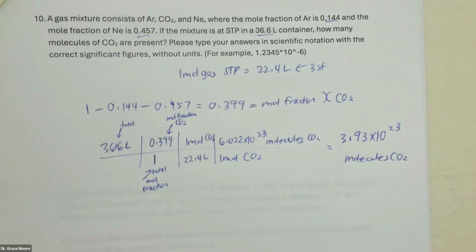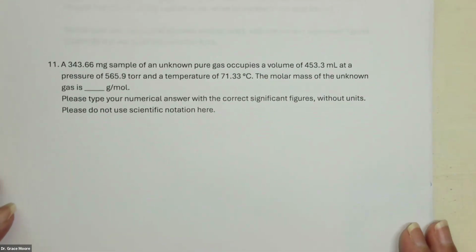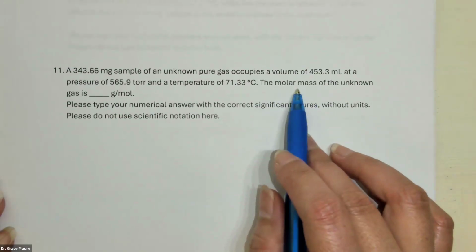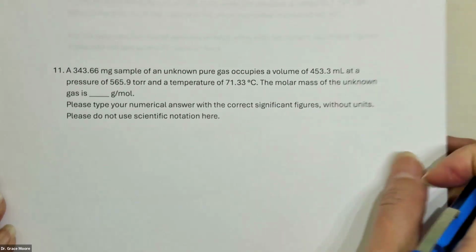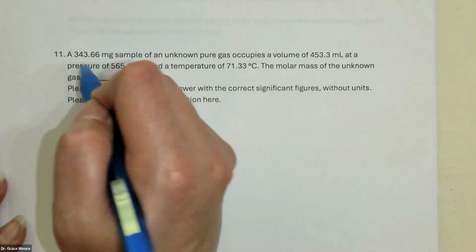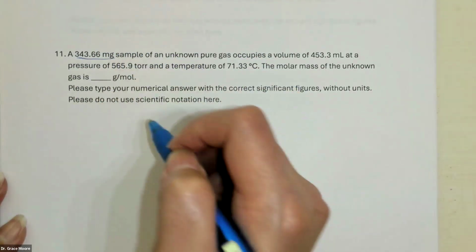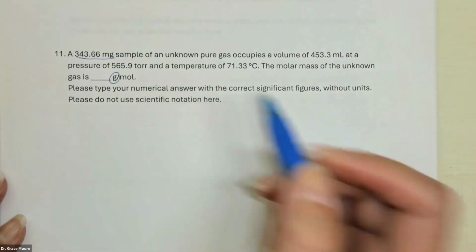Okay, let's keep moving. We're going to go to number 11. Number 11 says the molar mass of the unknown gas. So it's asking you to do molar mass of a gas. If they ask for molar mass and they give you milligrams, you can turn that to grams, and the rest of the part is the moles.